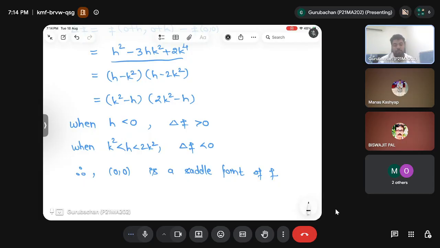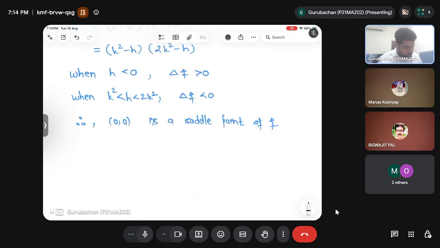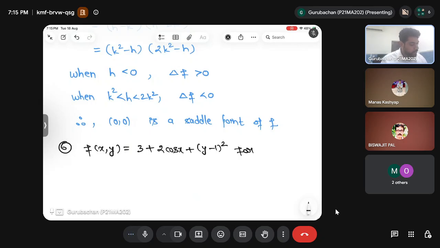Nice understanding, Manas. So let me change the function, and you need to do the same calculation. 3 plus 2 cos x plus y minus 1 whole squared, for the region 0 less than x less than 3 pi, and where y is from R. You need to do a similar examination. Try this one.